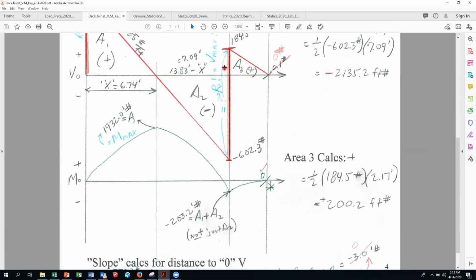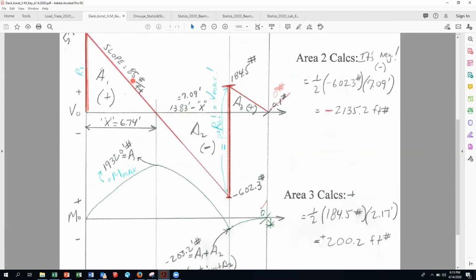We could say that this distance from here to here is just 13.83 minus this. Or we could say, I'm going to drop 602.3 from here to here at a slope of 85 pounds per foot. And that will also come out to 7.09. So you need that to calculate the areas. We're calculating the areas under the shear curve.